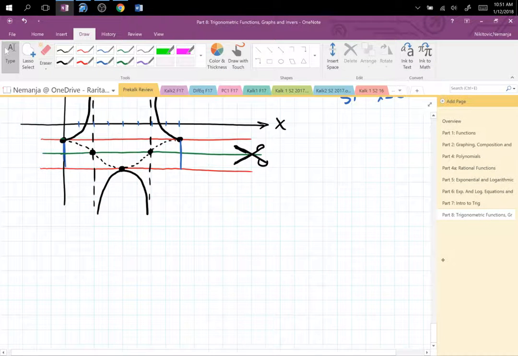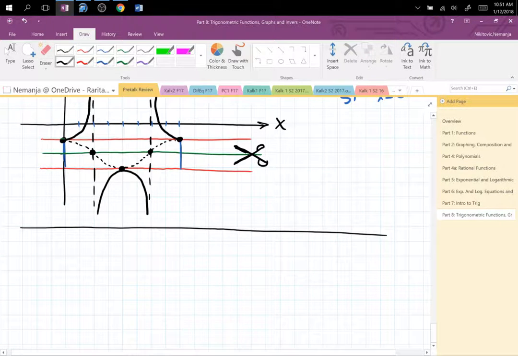Hello and welcome back to Trig Review Part 4. We are still continuing talking about the graphing of functions, so we will take a look at tangent and cotangent. We took care of the other 4, and then we'll move and talk about inverses later.